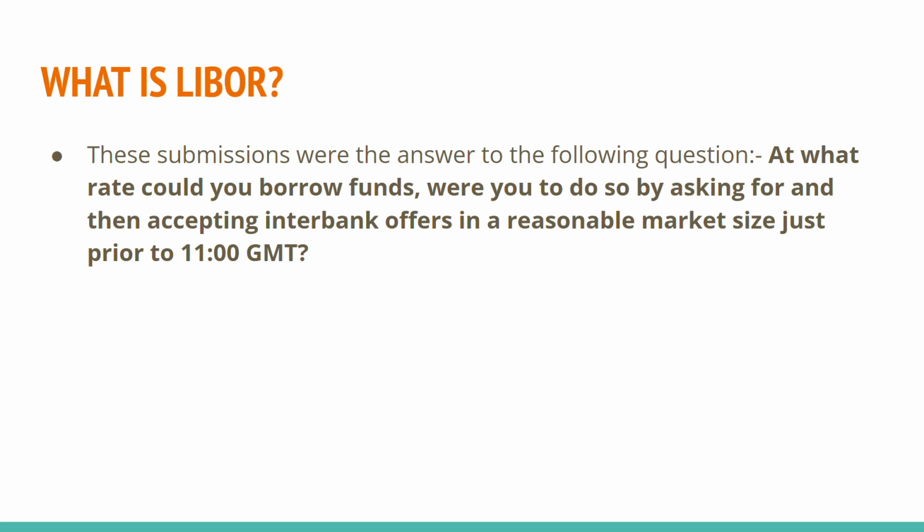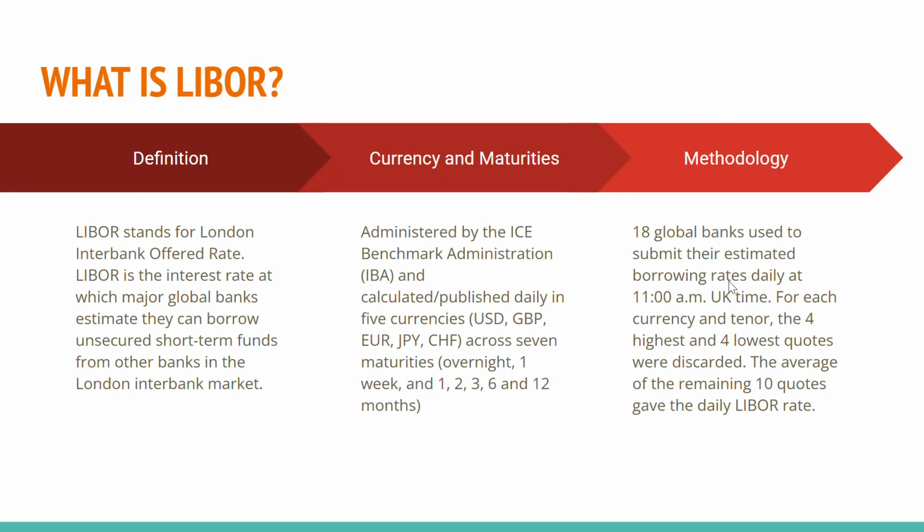If they had actually transacted using a certain quote of interest rate, then they could give this data. But that data also included estimates: if they wanted to borrow funds, at what rate could they do so. So 18 global banks used to submit their estimated borrowing rates daily at 11 a.m. UK time for each currency and tenor. The data was for how long they wanted to borrow funds: overnight, 1 week, 1 month, 2 months, 3 months, 6 months, and 12 months.